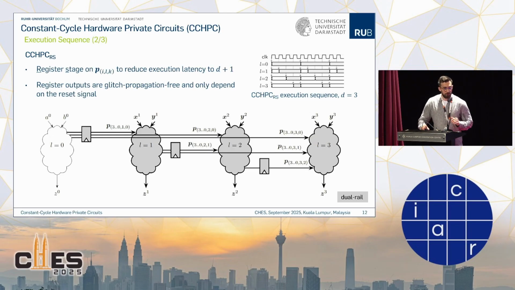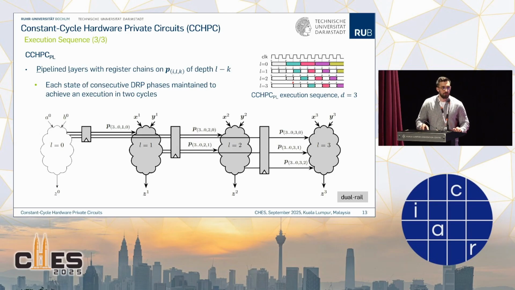So we can optimize this approach by reintroducing registers. And as you can see on the top right, we again have d clock cycles for the evaluation. However, we can now reset all of the layers that operate in DRP at the same time. And the reason for this is that the output of the registers is glitch-free, and also the reset state only depends on the reset signal, which allows us to do this optimization.